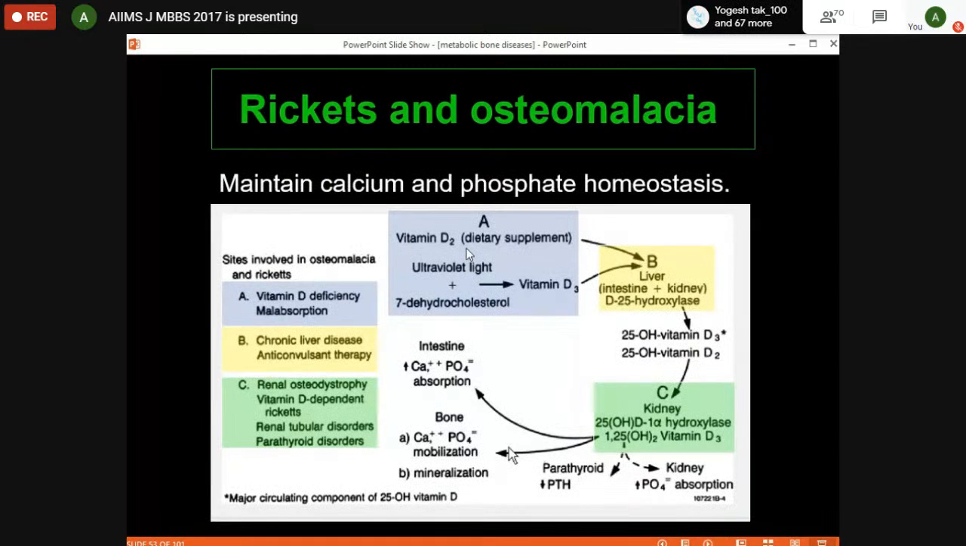This is the homeostasis cycle in our body, which is usually disrupted in conditions like vitamin D deficiency, malabsorption, chronic liver diseases, and renal osteodystrophy. These can cause decreased maintenance of calcium and phosphorus homeostasis. In this cycle, you can see the A portion, which is due to vitamin D deficiency or malabsorption, B is due to the liver disease, and C is due to the kidney problems.